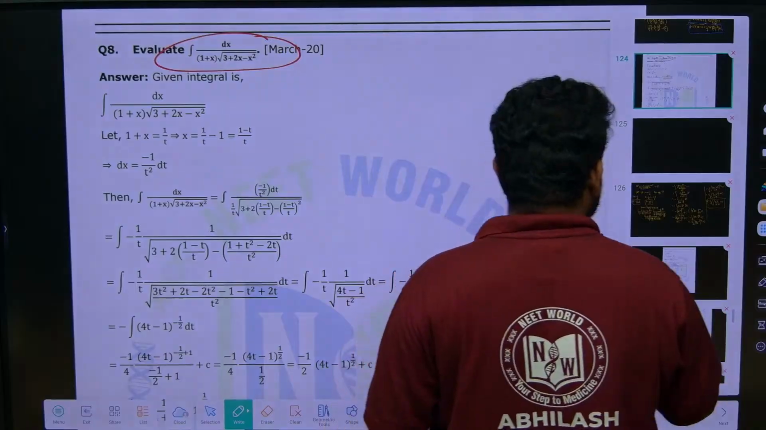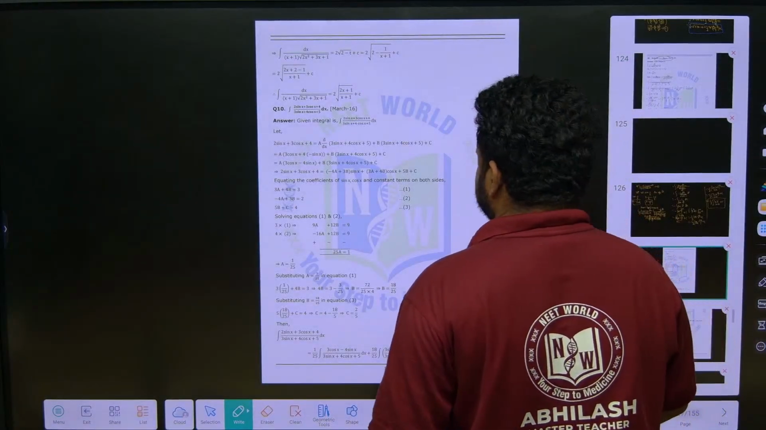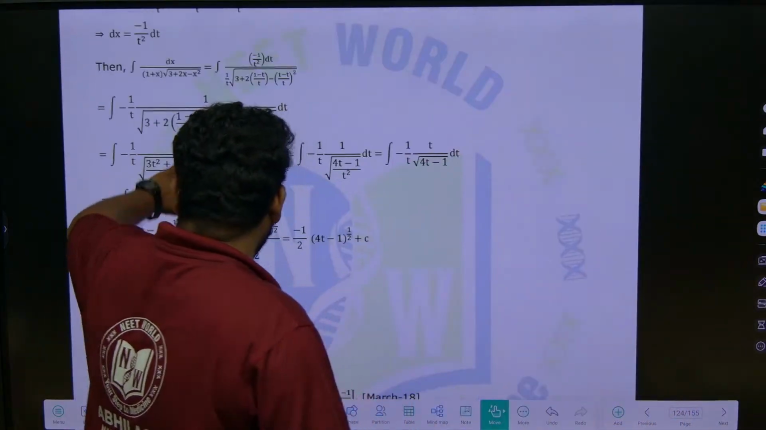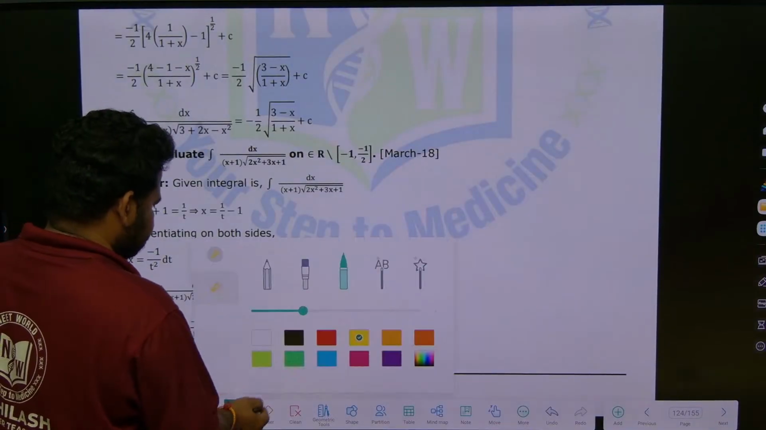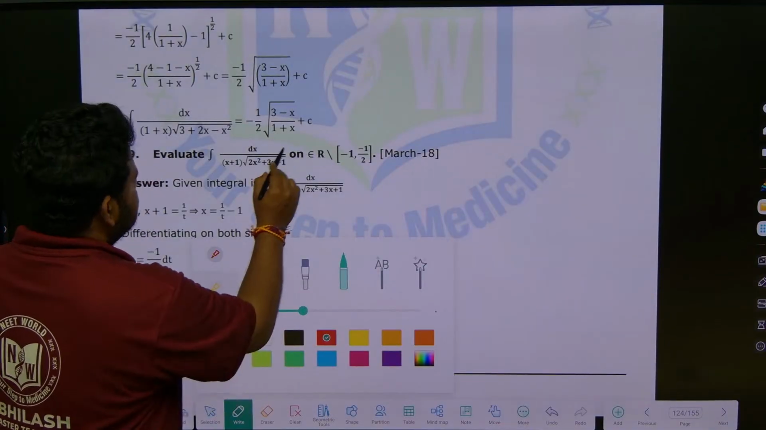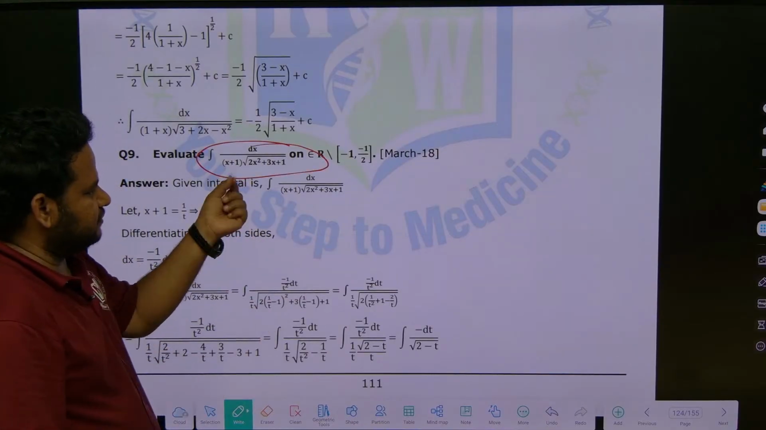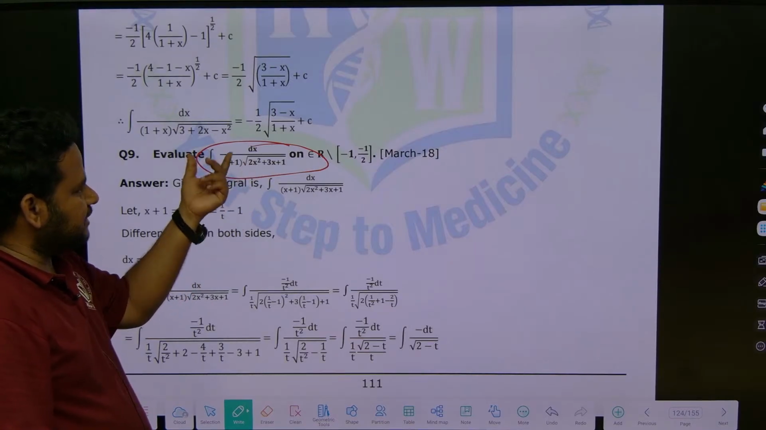See here, the 9th question. The 9th question is of the same type, so follow the same procedure. Please do it by yourself, practice by yourself.